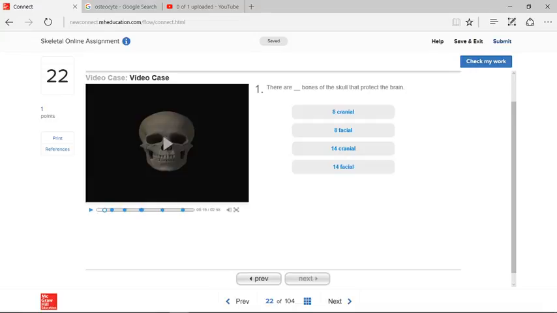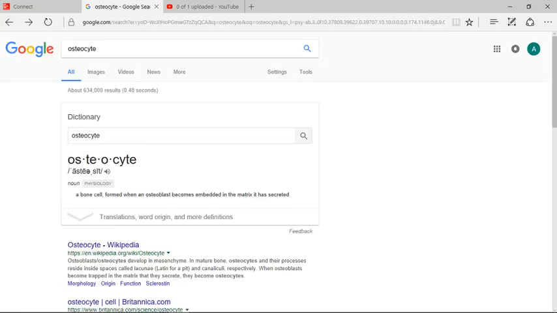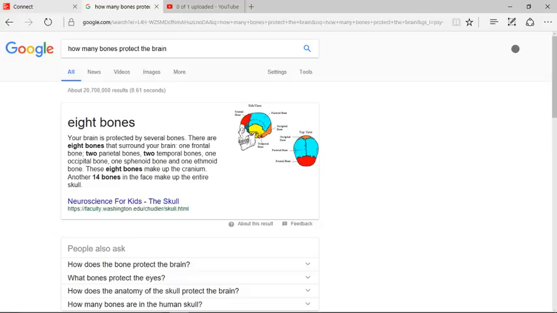There are blank bones of the skull that protect the brain. As always, if you don't know something, Google it, right? If you don't know it, you Google it, and it's going to tell you everything that you need to know. 8 bones protect the brain.